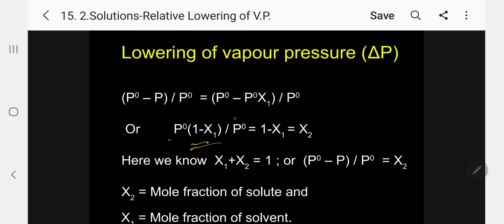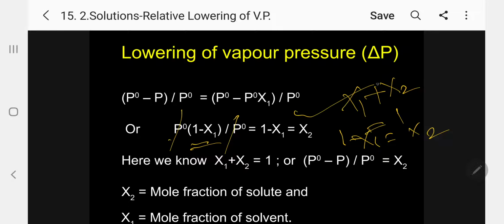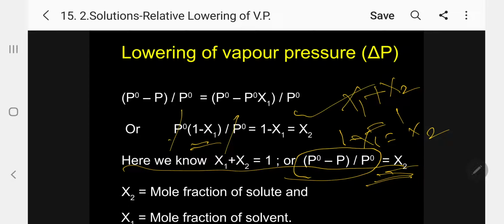How is it? I can now say P naught cancels. 1 minus x1 equals x2. How? x1 plus x2 equals 1. Kindly follow. Therefore, 1 minus x1 is automatically x2. That's why it is x2. Therefore, the relative lowering of vapor pressure is equal to the mole fraction of solute. x2 is the mole fraction of solute, x1 is the mole fraction of solvent. Kindly follow.